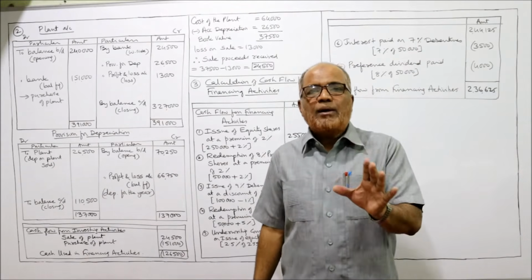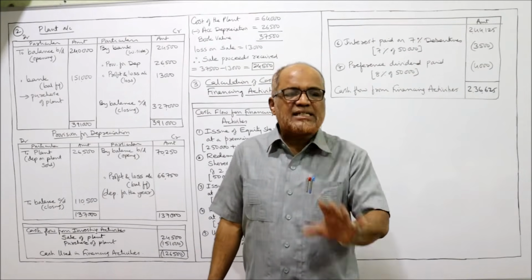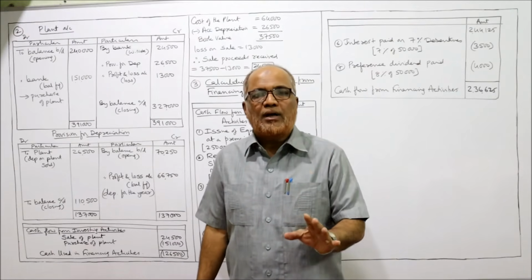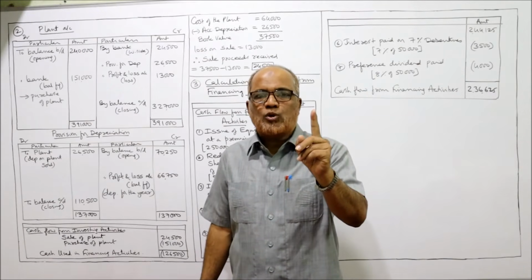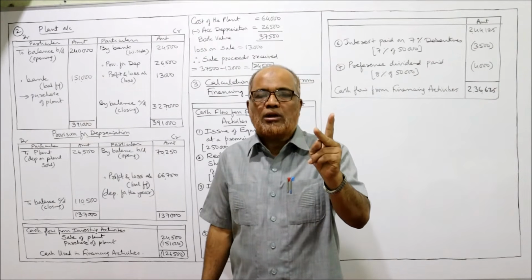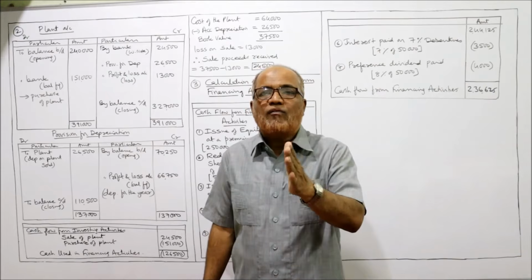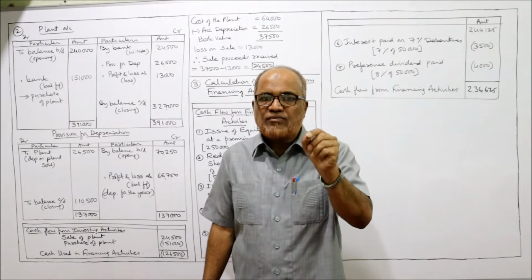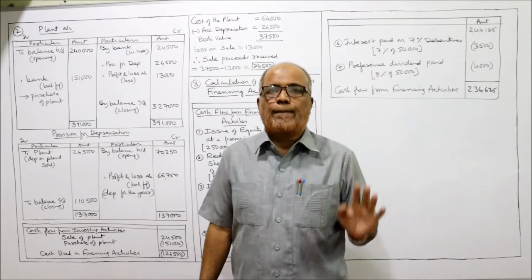Now, whenever a plant is sold, whenever an asset is sold, three entries will be passed. You have to remember. The first entry will be sale proceed. The second entry will be accumulated depreciation. And the third entry will be profit or loss. These three entries will be passed whenever an asset is sold, right?